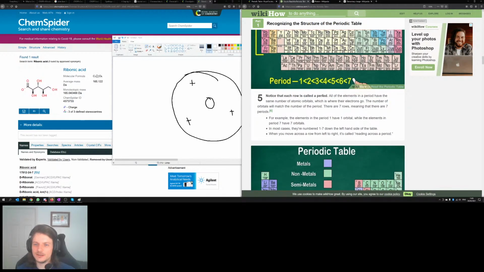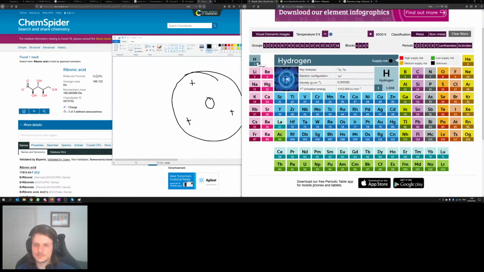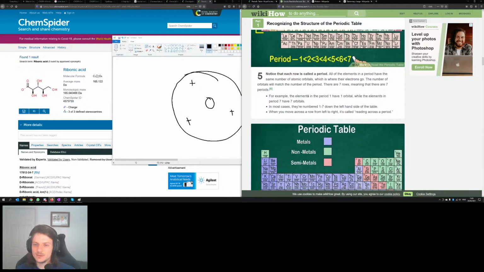Notice that each row is called a period. All of the elements in a period have the same number of atomic orbitals, which is where their electrons go. The number of orbitals will match the number of the period. There are 7 rows, meaning that there are 7 periods. I'm not sure I understand that either. For example, the elements in period 1 have 1 orbital, while the elements in period 7 have 7 orbitals.